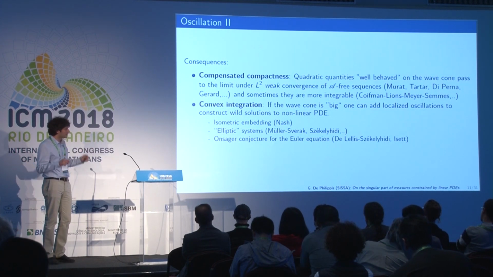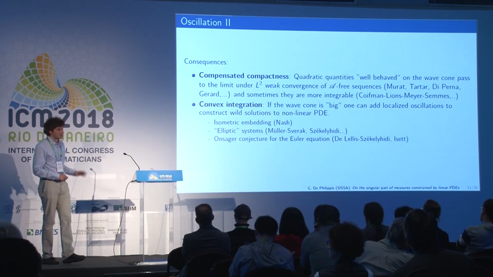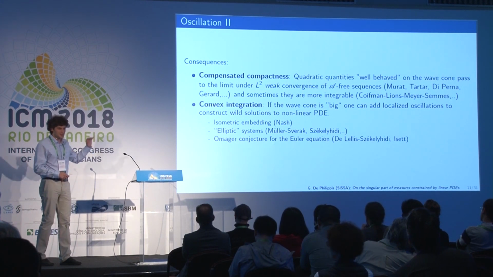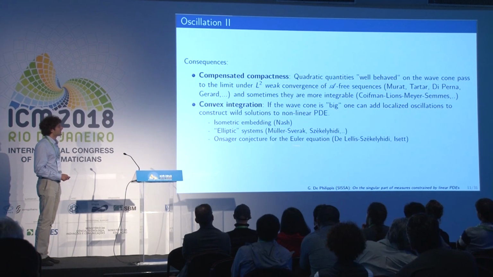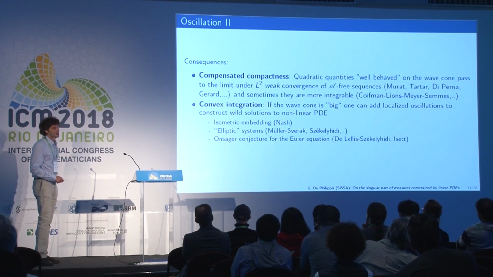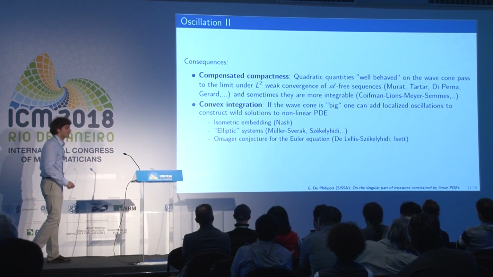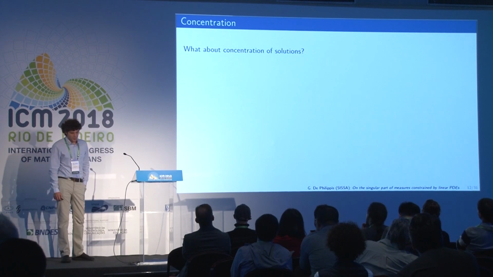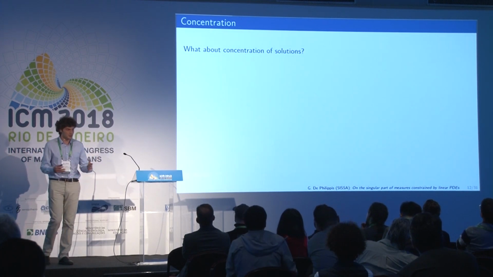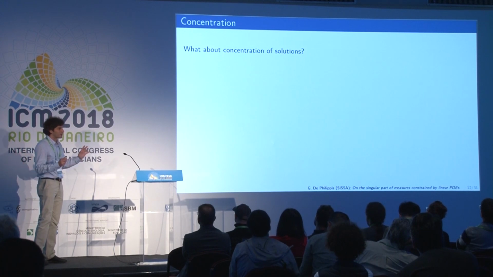So here I'm putting elliptic in quotes, because for systems the notion of ellipticity is slightly more complicated in this setting, but I don't want to enter into that. And probably one of the most striking outcomes of this theory is the solution of the Onsager conjecture for the Euler equation, which was started by De Lellis and Székelyhidi and then completed by Isett. So this is what I wanted to say about oscillation. Somehow this theory is well understood, or at least somehow classical.